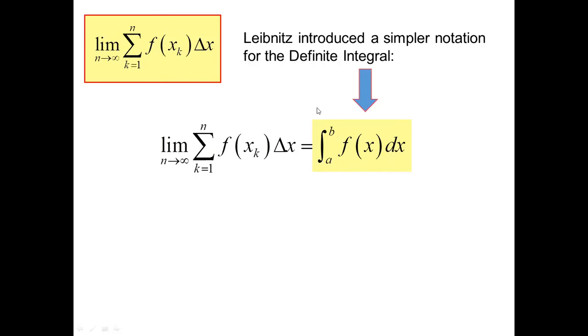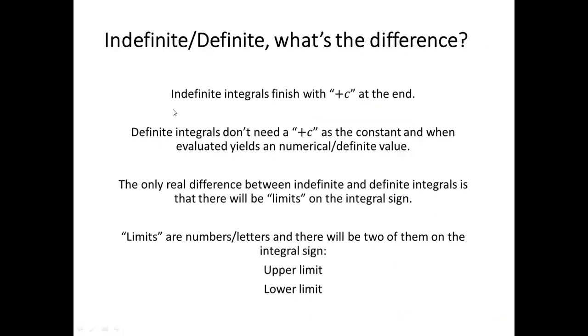So this one is a definite integral because this time you have the appearance of the limit. So this dx is actually your equivalent delta x in here. Okay? So indefinite and definite, what's the difference? So an indefinite integral will always finish with an arbitrary constant c, which does not specify the final value of the function. Definite integrals don't need this c anymore, and when evaluated yield a numerical or a definite value.